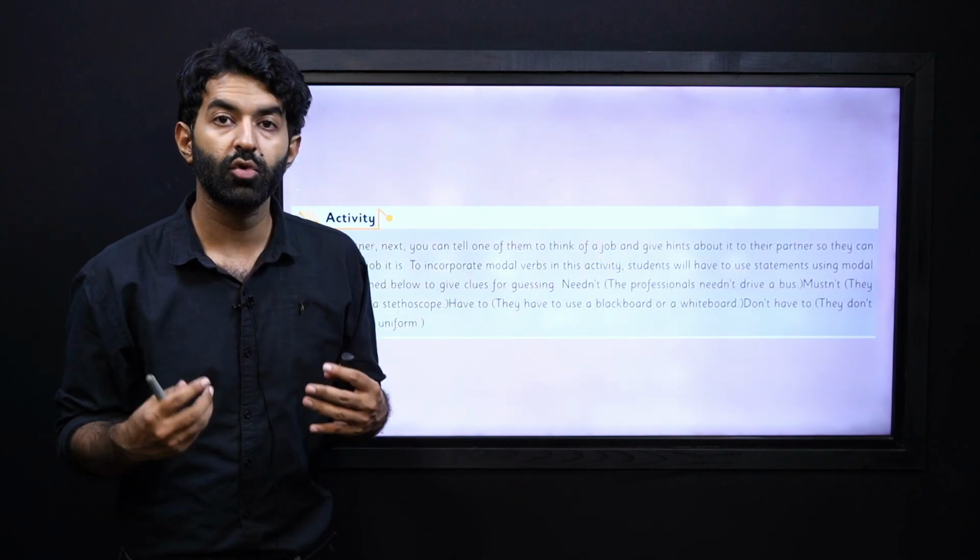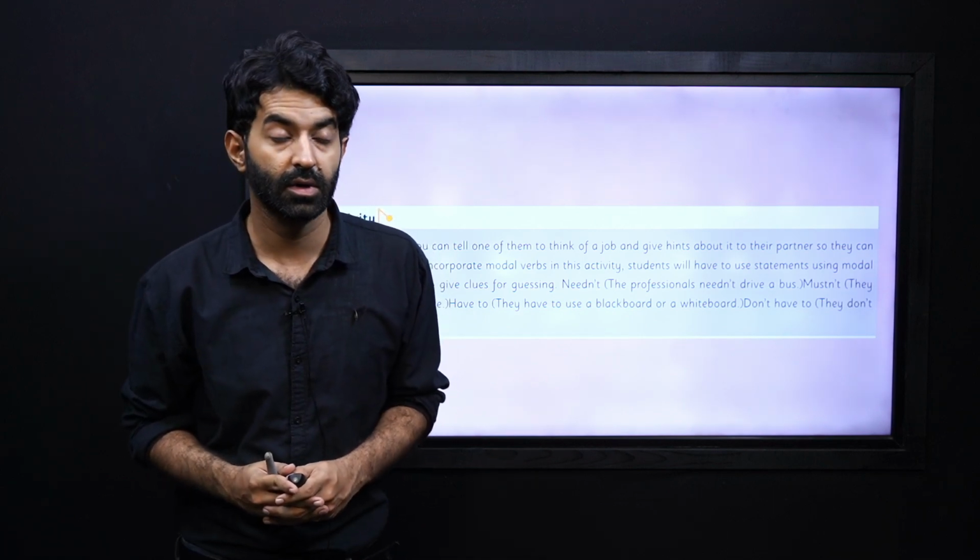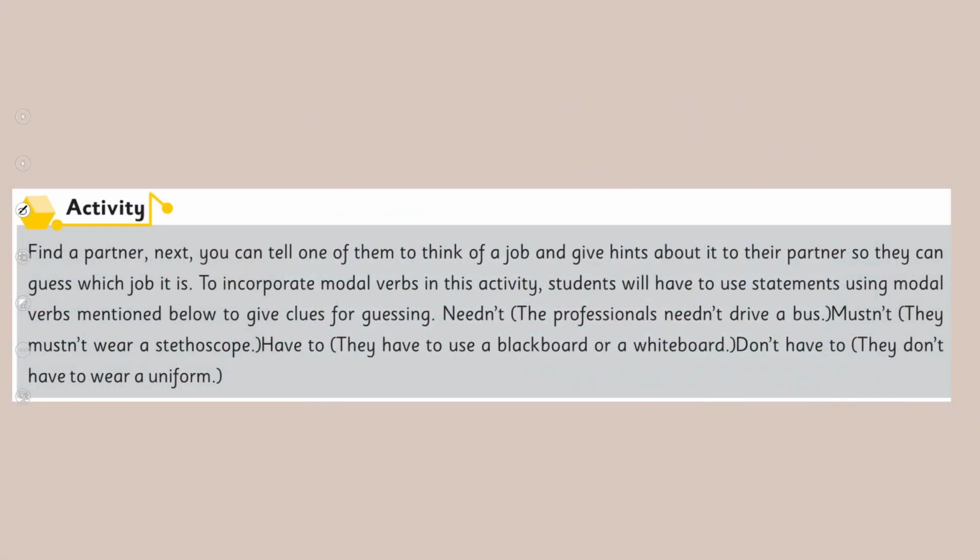Now, here it's time to do an activity. You can do it as homework as well, or you can do it right now in your class. Let's go through it. First, you will find a partner. You can tell one of them to think of a job and give hints about it to their partner so they can guess which job it is. To incorporate modal verbs in this activity, students will have to use statements with the modal verbs mentioned below to give clues. And these modal verbs are need not, must not, have to, don't have to.